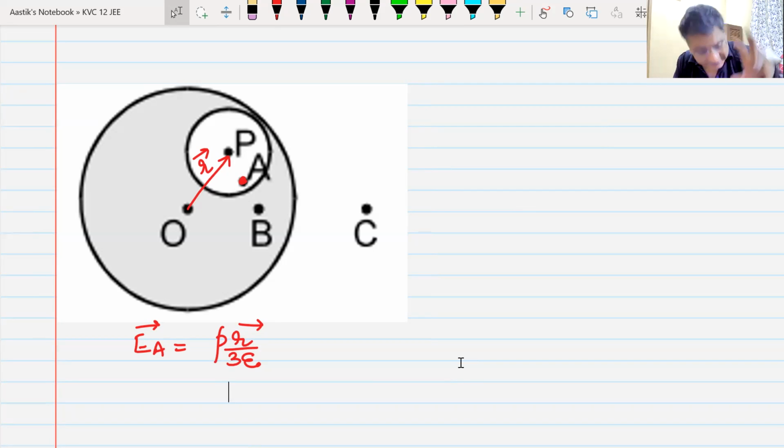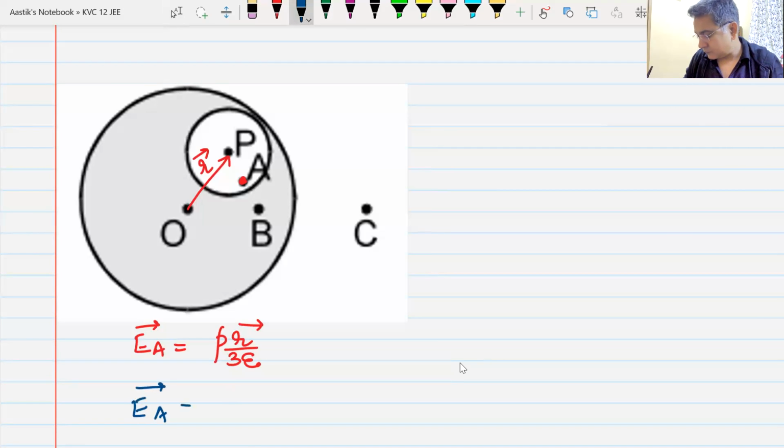It will be constant. And what is the value for a cylinder with a cylindrical hole? This red one is the value for a sphere with a spherical hole. For a cylinder with a cylindrical hole, what is the answer? No one knows the answer. For a cylinder with a cylindrical hole, the answer becomes rho r by 2 epsilon naught.